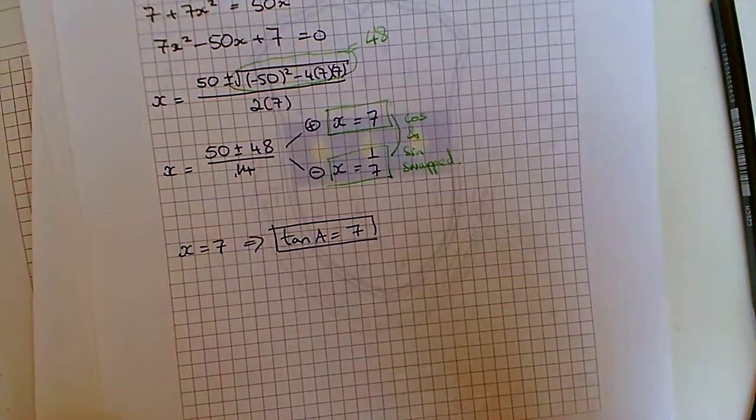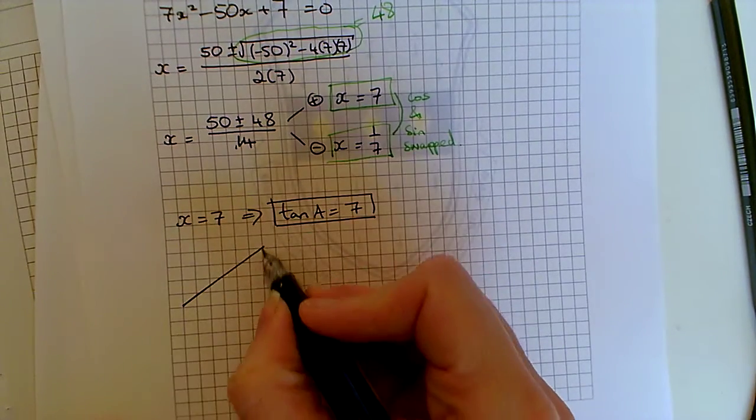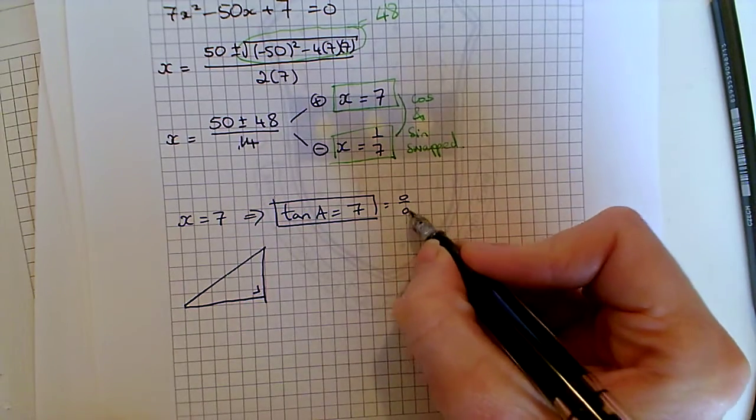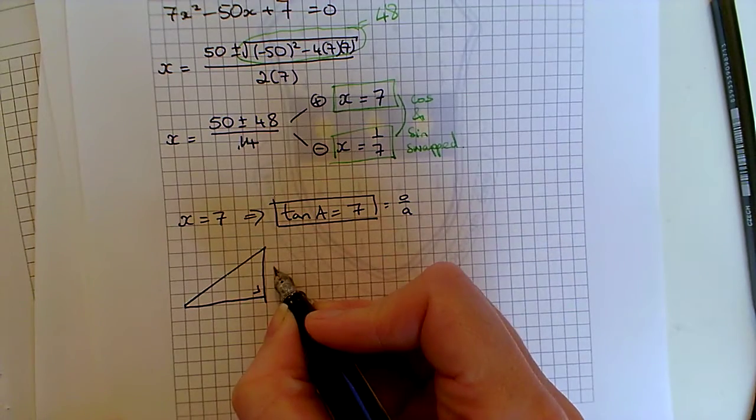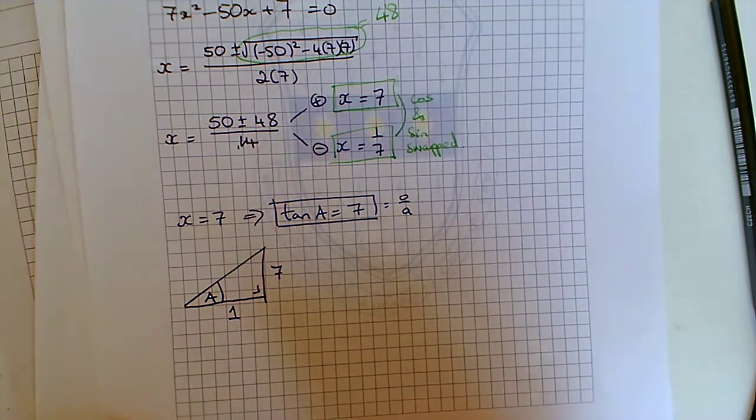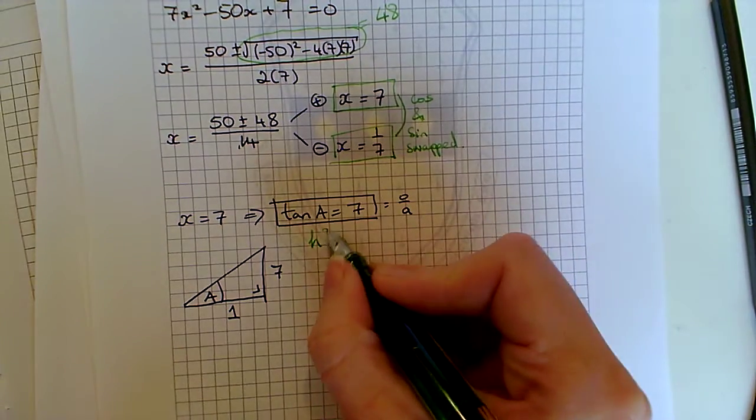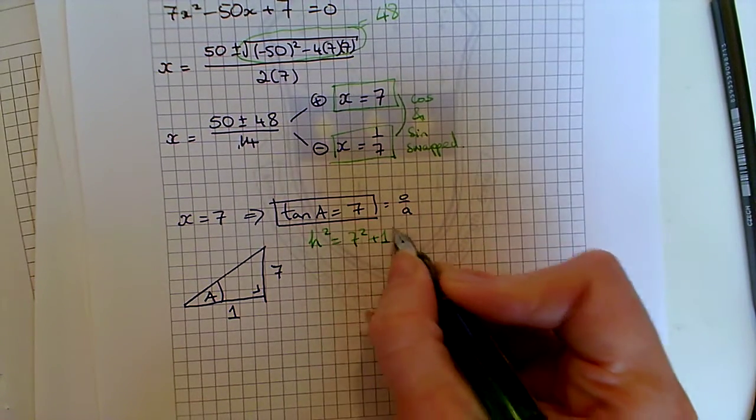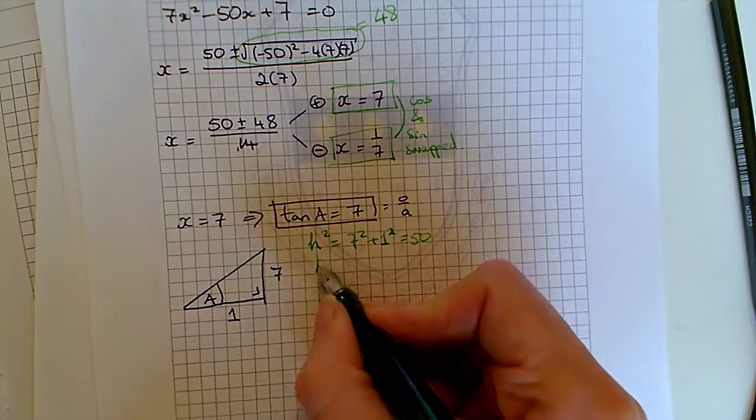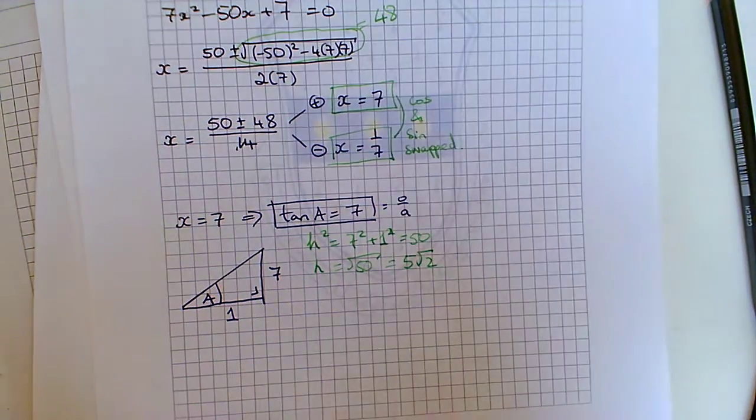Now, how do I find the others from this? Well, if I do a right-angled triangle, tan is opposite over adjacent. So, not a great diagram, 7 over 1. I can use Pythagoras' theorem to find my hypotenuse. So h squared is 7 squared plus 1 squared, and that gives me 50. So h is the square root of 50, which is 5 root 2.